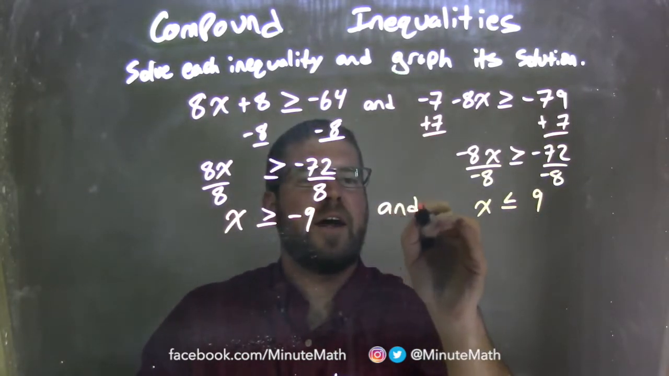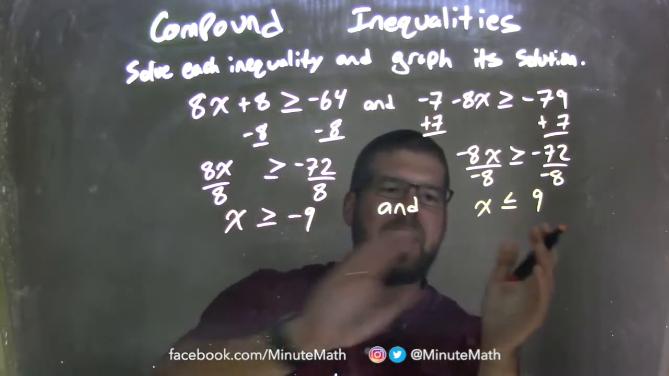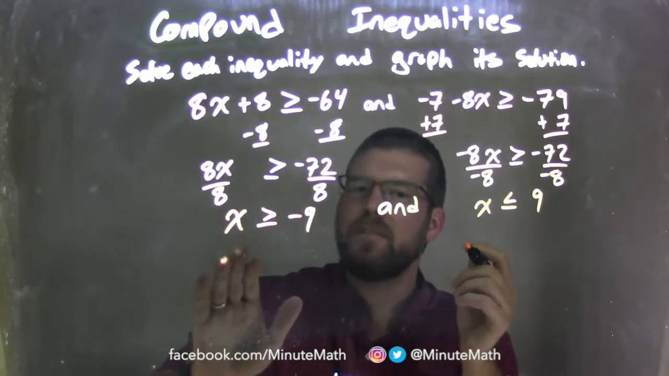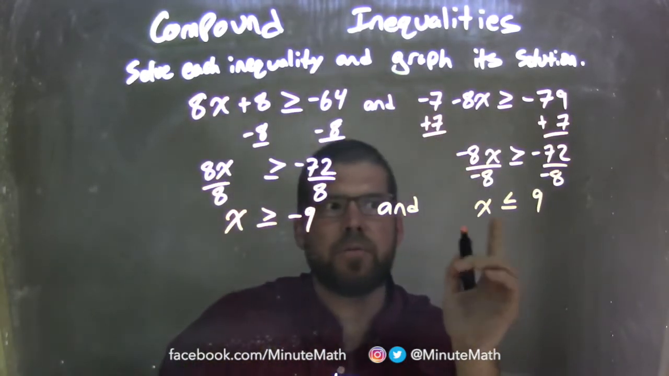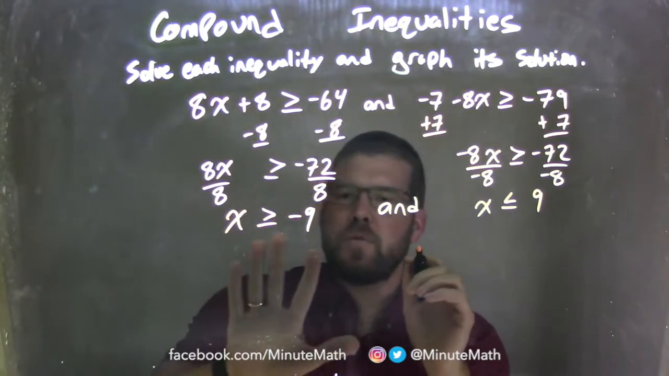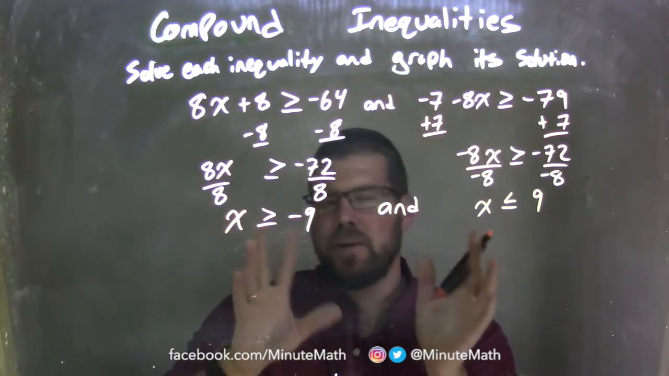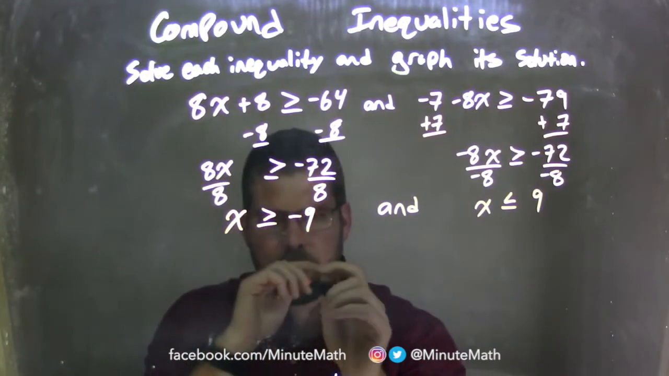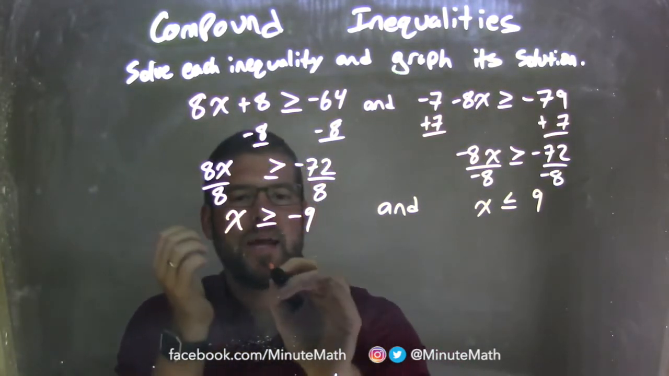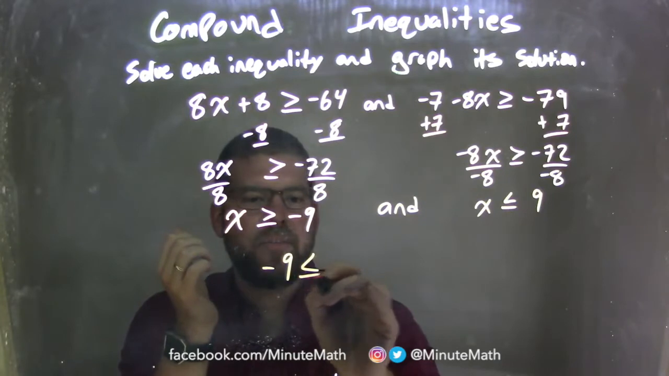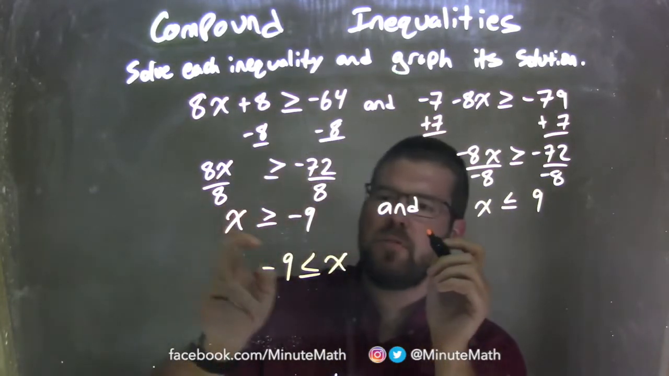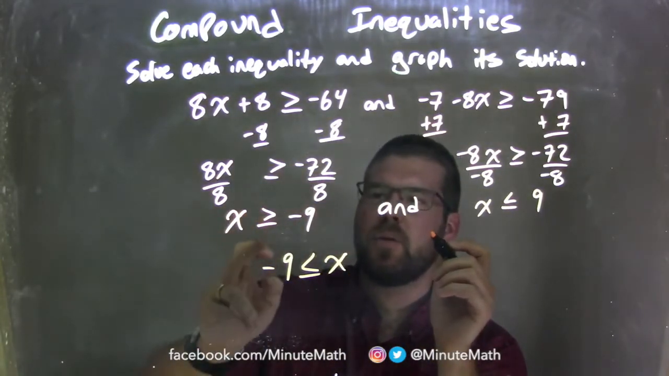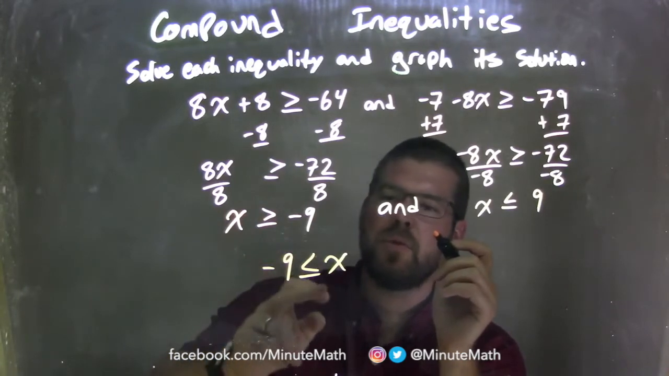And again, our answer is and. It's this and that. x is greater than or equal to negative 9, and x is less than or equal to 9. So I'm going to flip this one over, to one that starts with a negative 9, and x is greater than that. Okay? I'm going to flip it where negative 9 comes first, and that's less than or equal to x. These two statements are the same. x is greater than or equal to negative 9. Negative 9 is less than or equal to x.